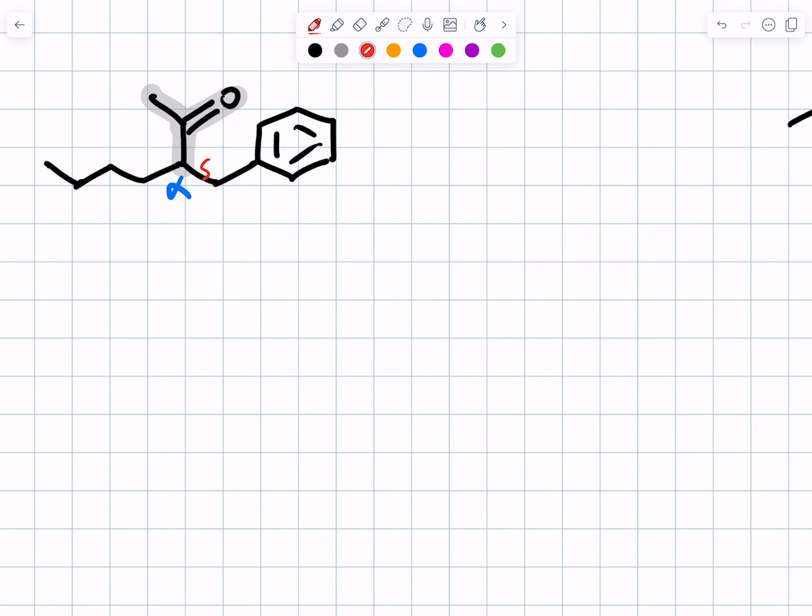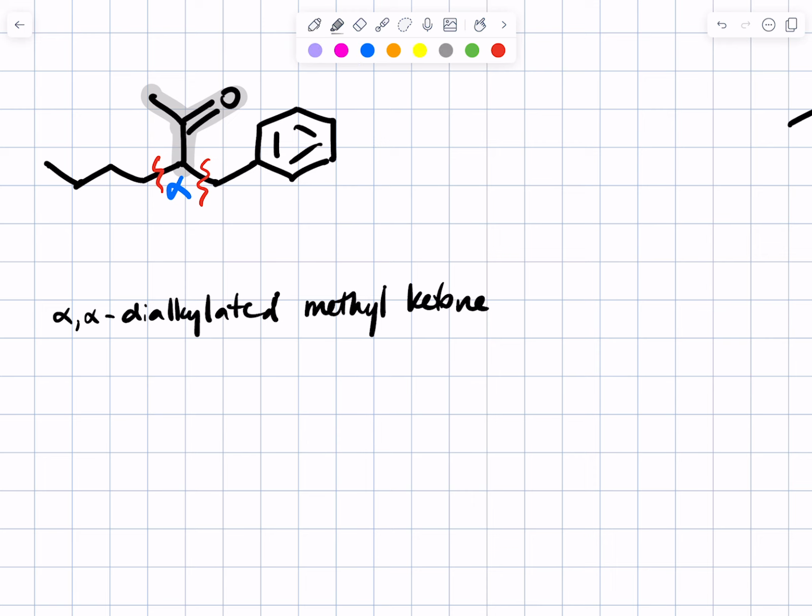In this case, it's bonded to two things, two alkyl groups. We would call this alpha-alpha dialkylated. And alpha-alpha dialkylated methyl ketones you can also make from the acetoacetic ester starting material, but you're going to have to install two different alkyl groups. And we've done that before last time. Here are the two groups that you would have to install.